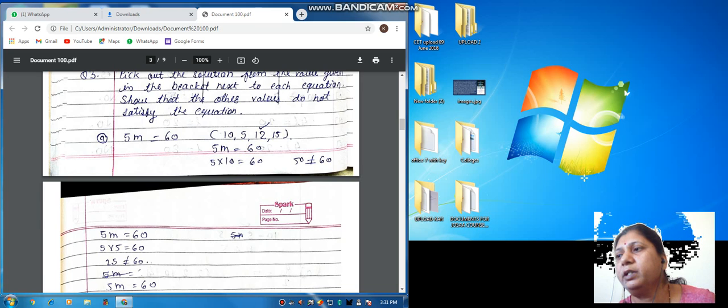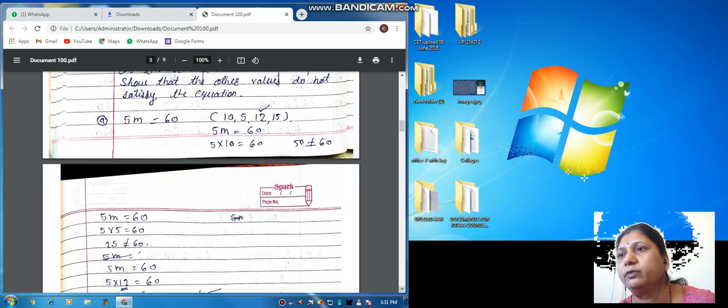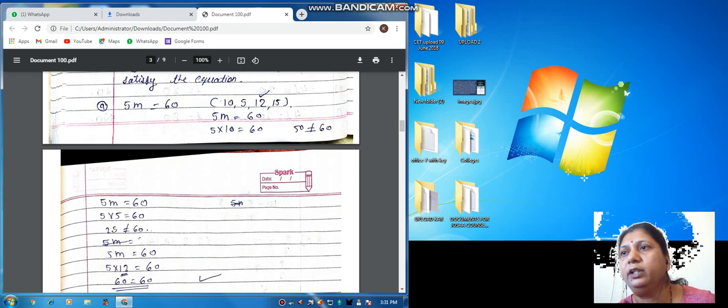That means we have to take the next value, right? So what is the next value here? See, 5. So let's take 5. 5m is equal to 60. 5 multiplied by 5, 5 into 5 is 25. So 25 and 60 are equal? No. Fine. So let's take the next value.